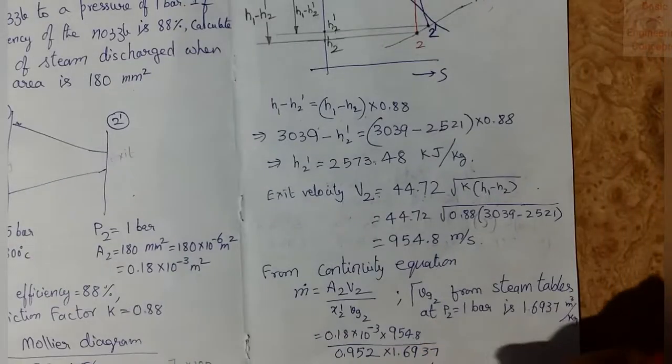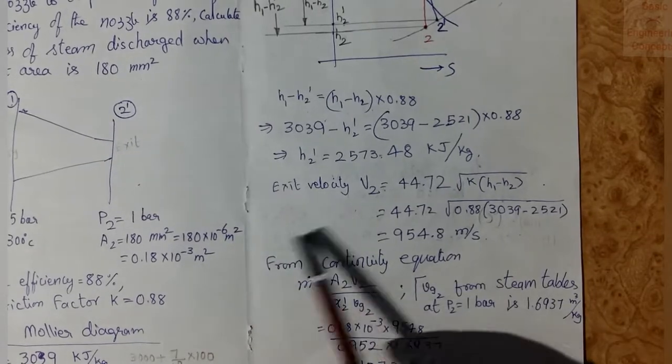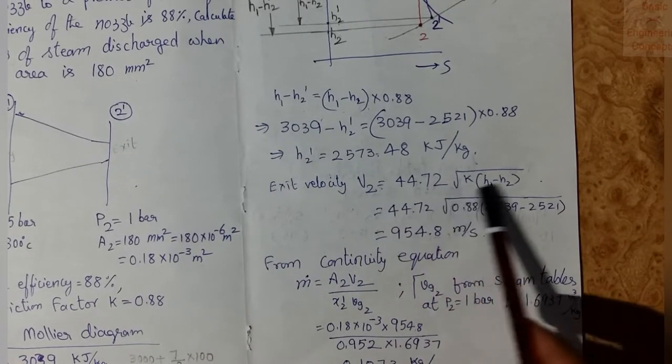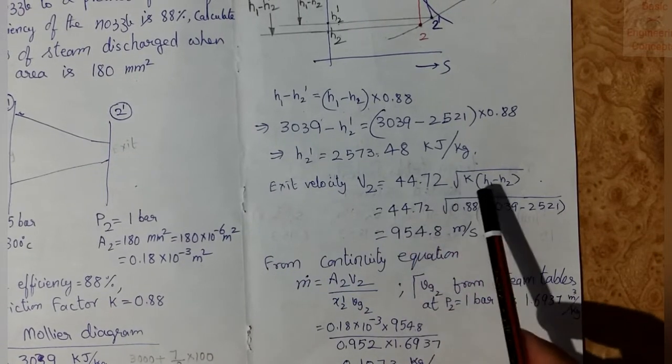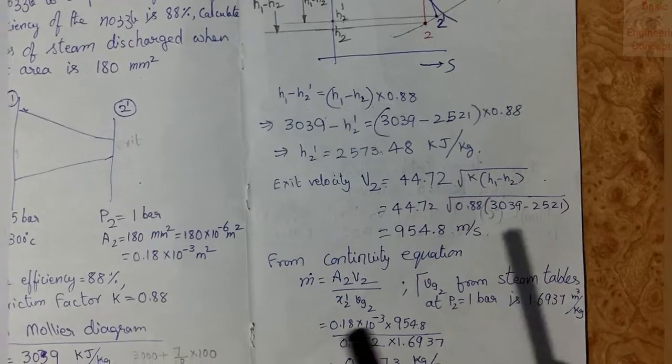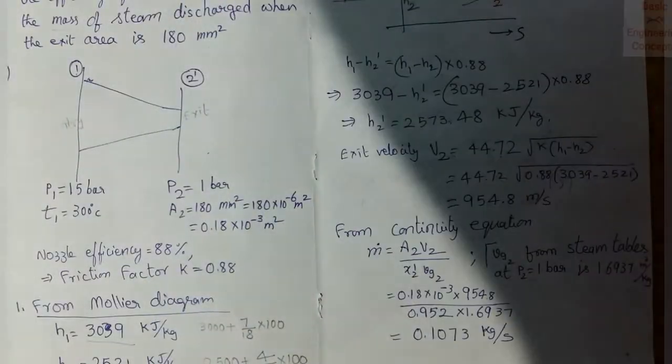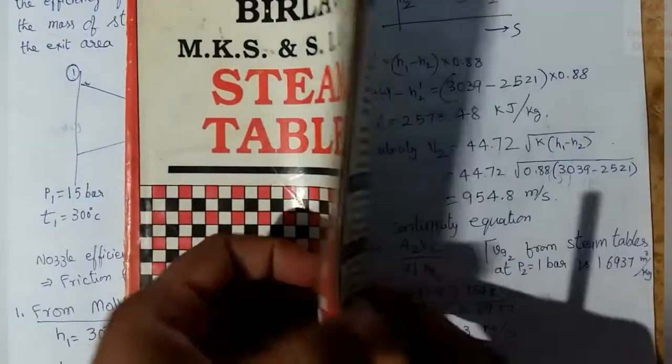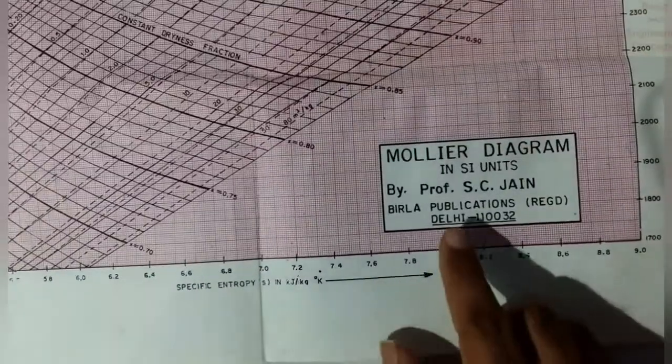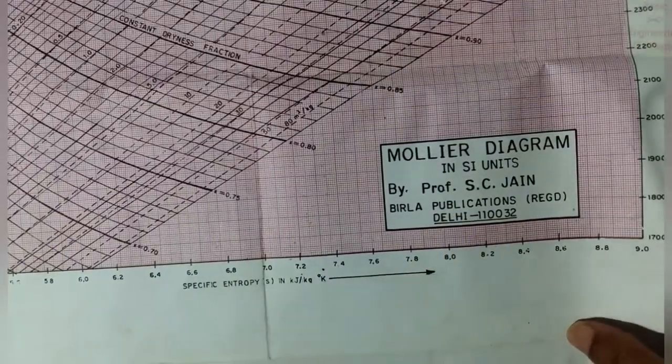So after getting these three values, we have to substitute in the velocity equation. H1 minus H2 and everything follows. So now we'll see how to use the Mollier diagram. This is the steam tables book, last page. If you open it, you'll have the Mollier diagram in SI units. This is what we have to use.